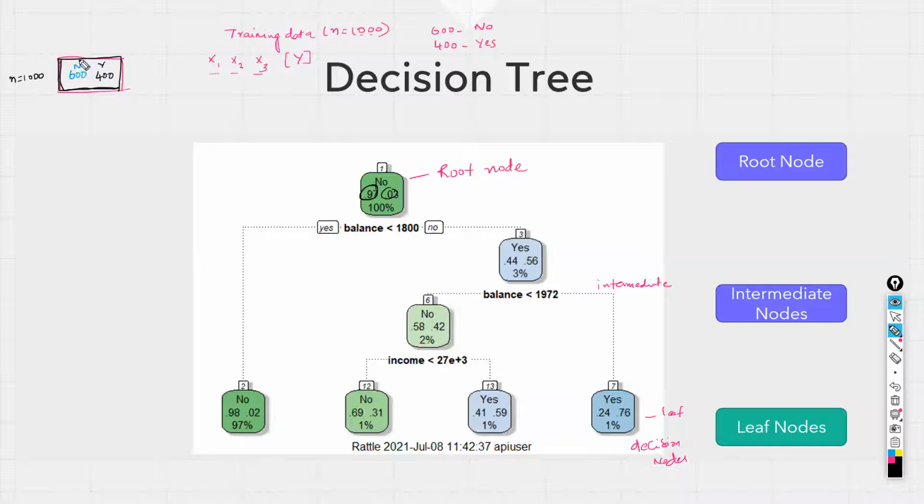What is the majority here? No class. So that is why on the root node, we just labeled it as no, because this is the majority, and always every node is labeled with the majority. So majority here is no, so we would label this node as no. Fine. We have started with this.